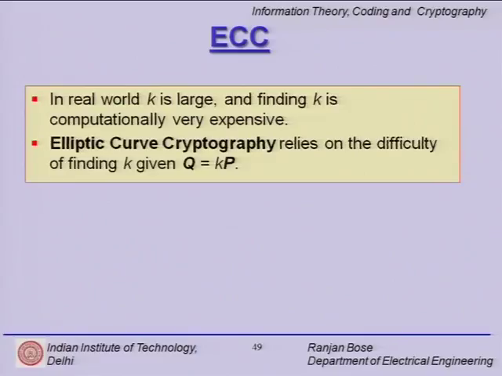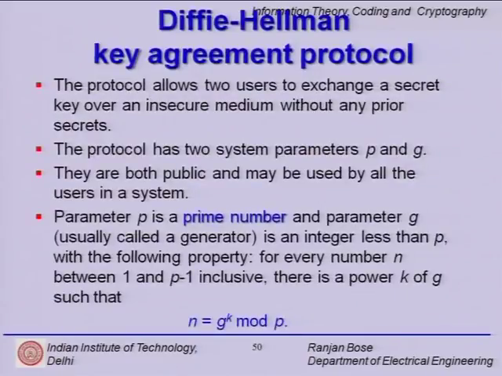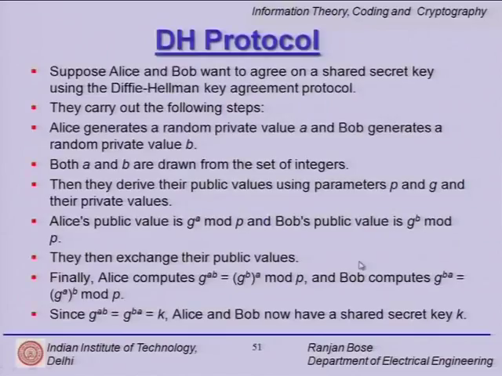Now, in the last few slides we look at a practical application of this ECC in the form of the Diffie-Hellman key exchange protocol, which allows two users to exchange a secret key over an insecure medium. So, it is a key exchange or a key agreement protocol. Okay. So, it has two system parameters p and g. P is a prime number and g is called a generator, and we have this n equal to g raised to the power k mod p. We will look at a very simple example to illustrate the point.